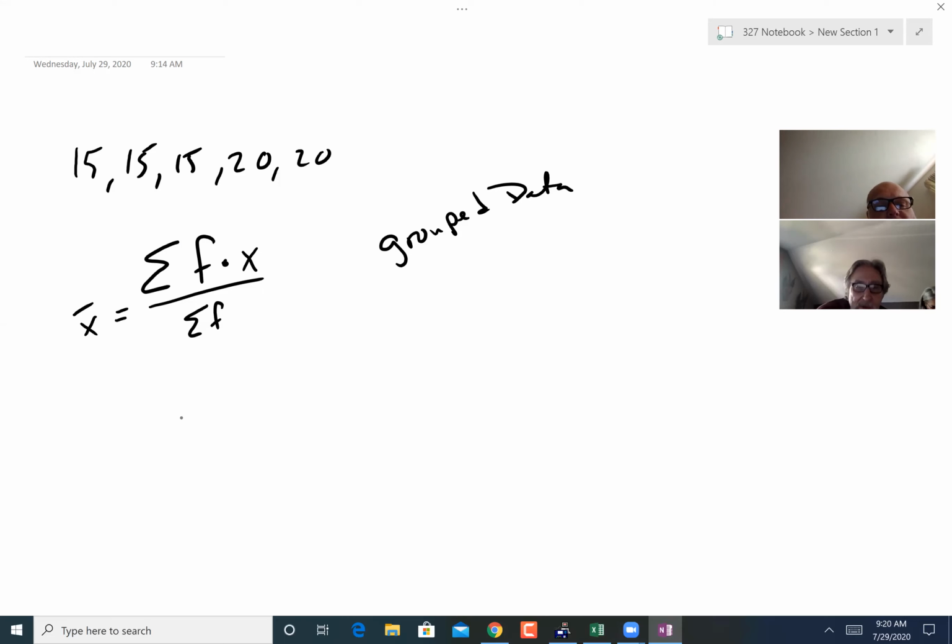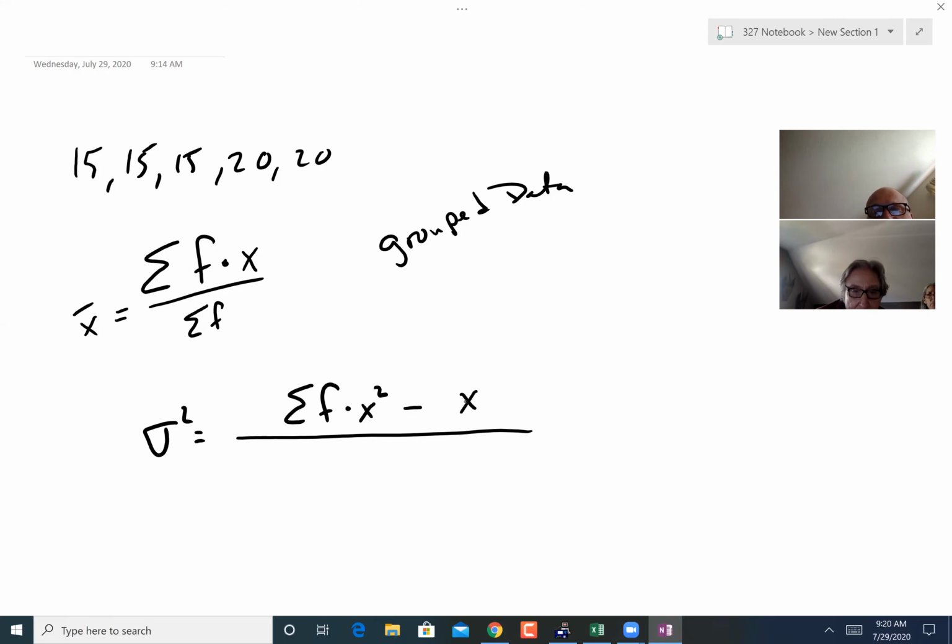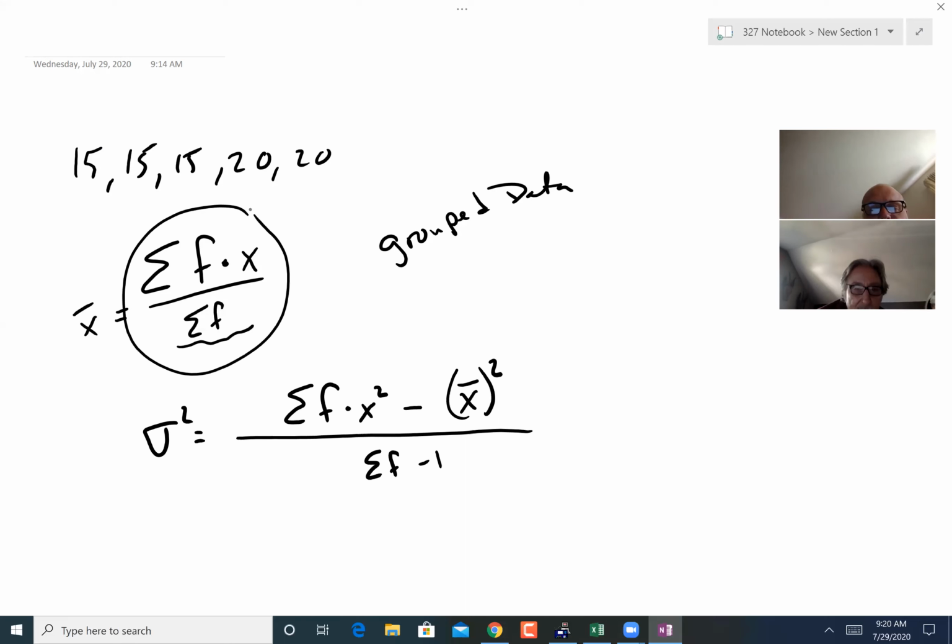And so what you're going to do now to find the variance is, and this is all there is to this, it's the sum of the frequencies times the x's squared minus the average squared, divided by the sum of the frequencies minus 1. This is a pretty straightforward and easy way to do it when you're dealing with grouped data. So you've already found this number right here, X bar. We know what it was.